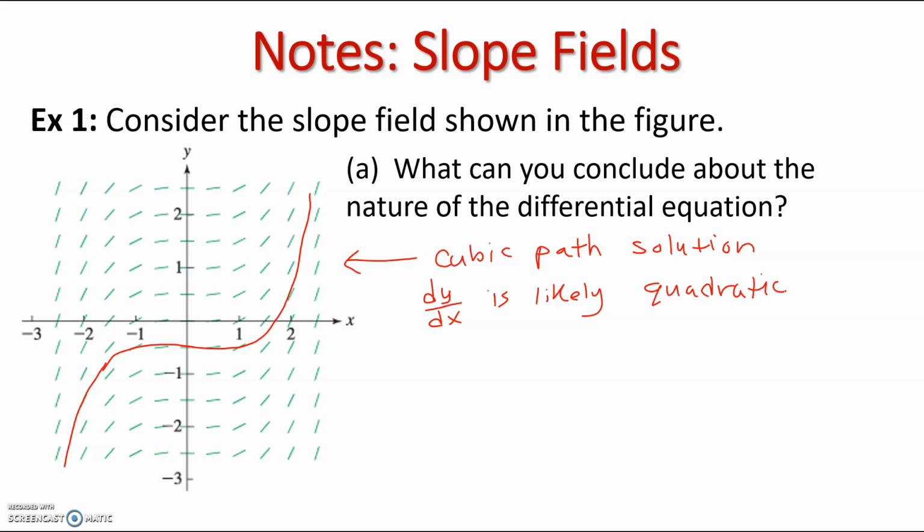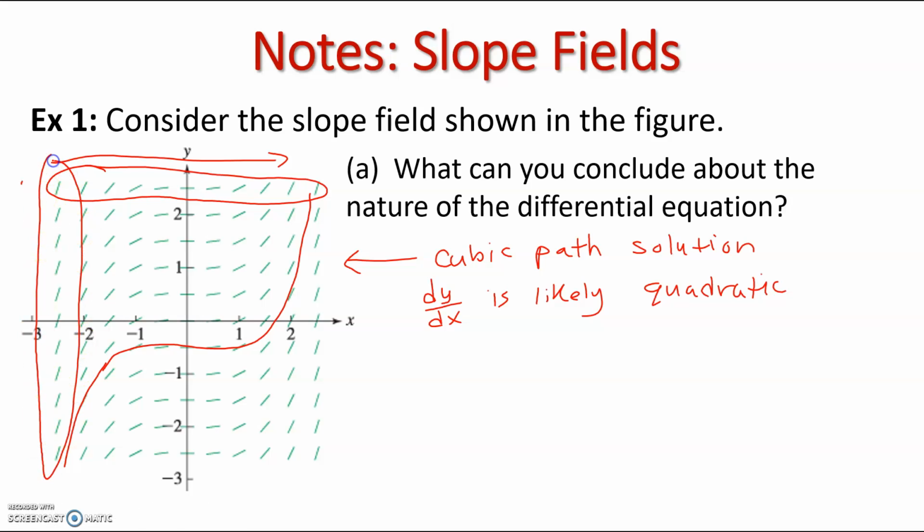Now, we notice a couple of other things. We notice that if we look across as x changes, we can see that the slope in fact changes with x. But then if we look down as y changes, the slopes are all the same in each of those columns. Therefore, we conclude that our differential equation, our dy dx, does not depend on y.